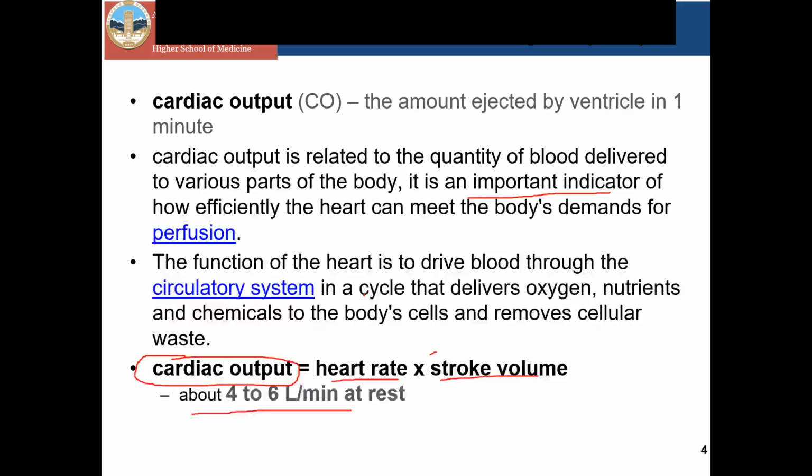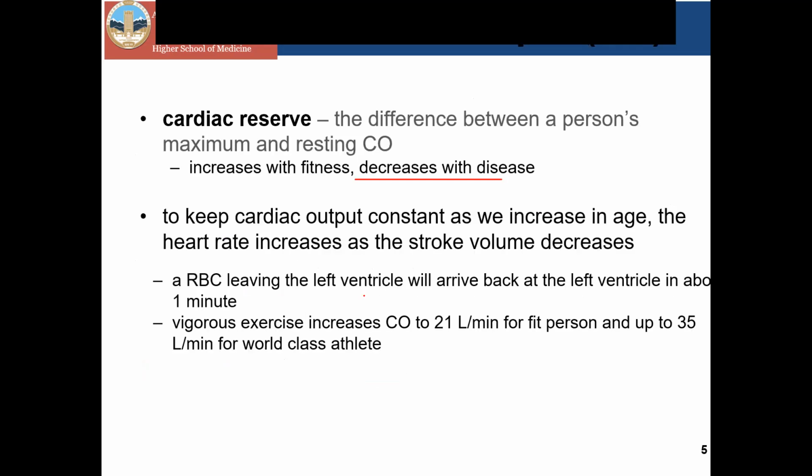Because, for example, if we compare an athlete with a normal heart, his cardiac reserve will be 2 liters per minute, but a sick person after a heart attack, for example, his maximum level of cardiac output will be only 5, or maybe 4.5, because his heart can't work to maximum. And 4.5 minus 4 liters will be only 0.5. Yes, half a liter only. It means his cardiac reserve will be decreased. I hope you understand this.